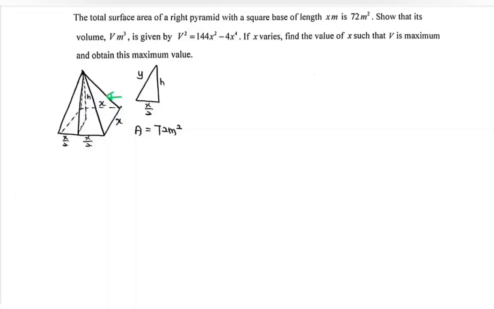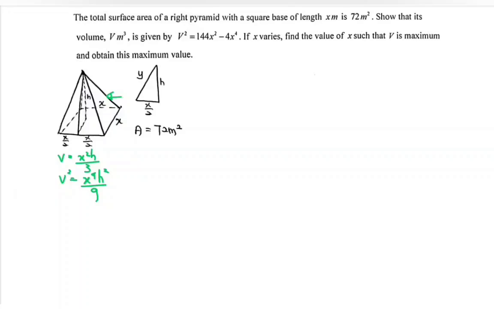It shows that the volume, V meter cube, is given by V squared. So if it refers to the diagram, what we have is V equals to x squared h over 3. So that is the formula for the pyramid. Based on the situation, the question said V squared, so we have to square both sides. So we will have x to the power 4, h to the power 2 over 9. So that is V squared.